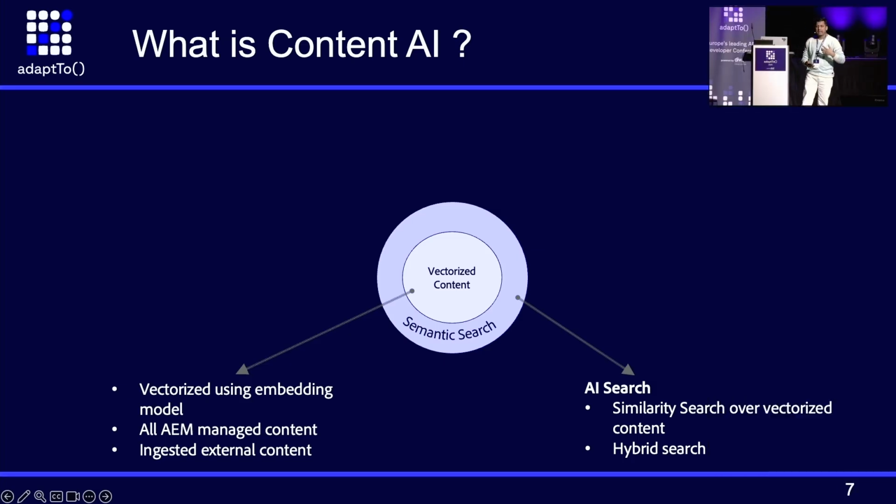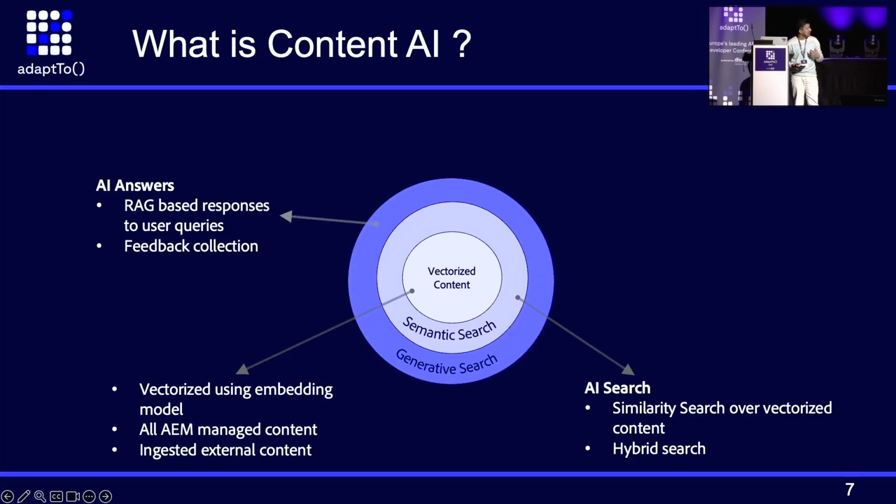Then we have the AI search or the semantic search. This component basically provides various types of search capabilities like hybrid, full text, and some other features as well. We'll talk a lot more about this in detail in the upcoming slides. These two components combined ensure that various RAG-based use cases can be enabled on top of the content in AEM. Talking about RAG, then we have the out-of-the-box generative component for Content AI answers. This can be used by organizations to create generative responses for user queries.